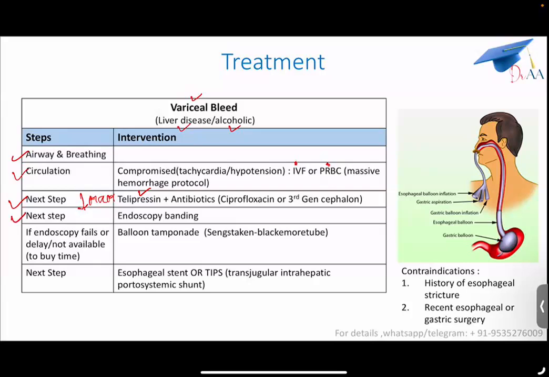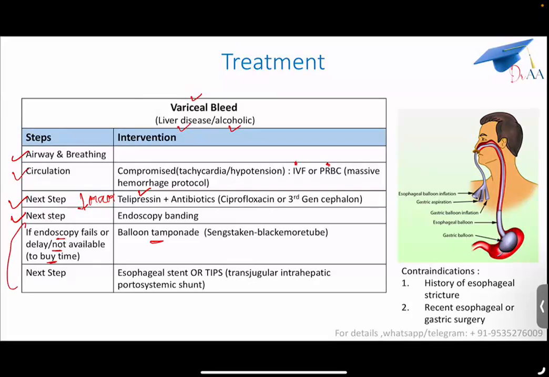Next step will be to involve the gastroenterologist to get an endoscopy done for banding purpose. If endoscopy fails or you're not able to get an endoscopy immediately done because the gastroenterologist is not there, he's on leave, or for any reason, you can go ahead with balloon tamponade. It just buys the time.